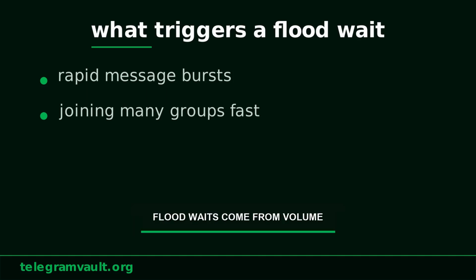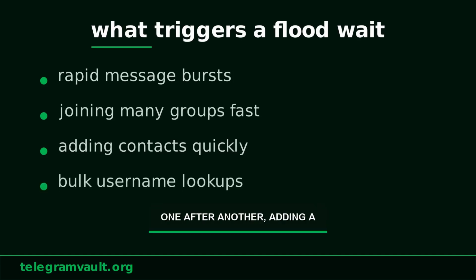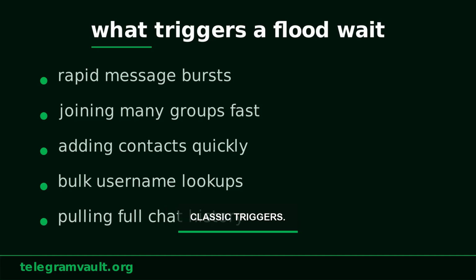Flood waits come from volume and speed together. Too many actions in too short a window. Sending a rapid burst of messages, joining many groups or channels one after another, adding a long list of contacts quickly, resolving a lot of usernames back to back, or pulling large amounts of history at full tilt. These are the classic triggers.